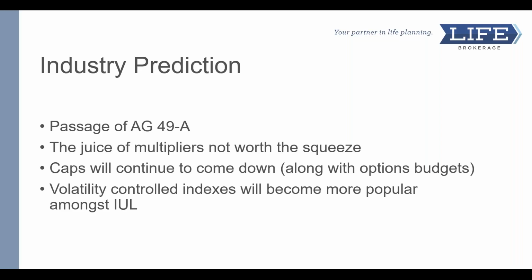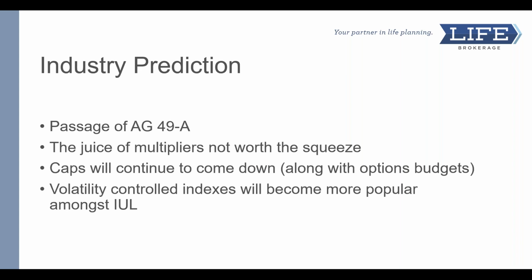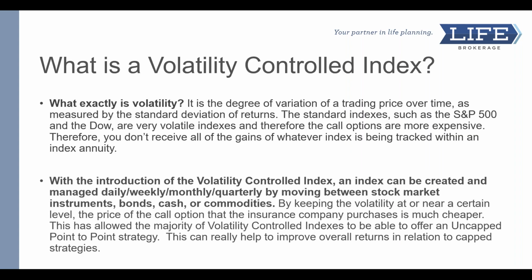So let me just jump into volatility control, because there's a lot of mystery around this. Industry prediction, this is just heads of firms and insurance companies: we feel as though AG 49A is going to pass, and the juice of the multipliers is no longer going to be worth the squeeze. Caps are going to continue to come down along with options budgets, and the takeaway is that volatility controlled indexes will become more popular among IUL. The volatility control keeps option costs down, manages through turbulent times, and creates more predictable, smooth returns.